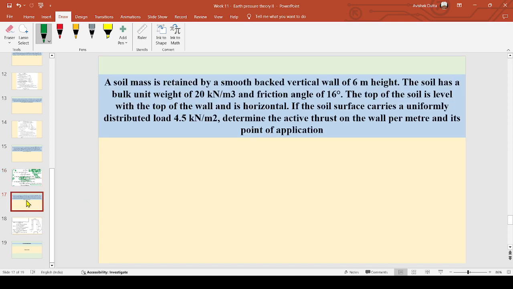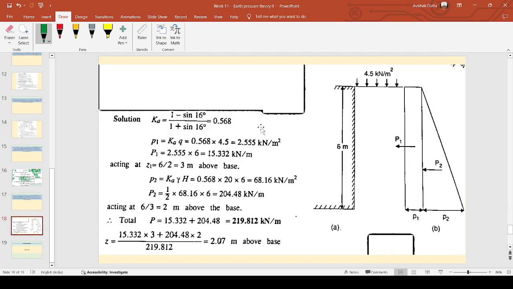Last question also you have solved, I believe. Done, sir. It is like this, right? You've got the same answer. Trapezium, sir. Trapezium. You have 219.42 kilonewtons. I've got 219.812. Okay, there might be some discrepancy in the decimals.